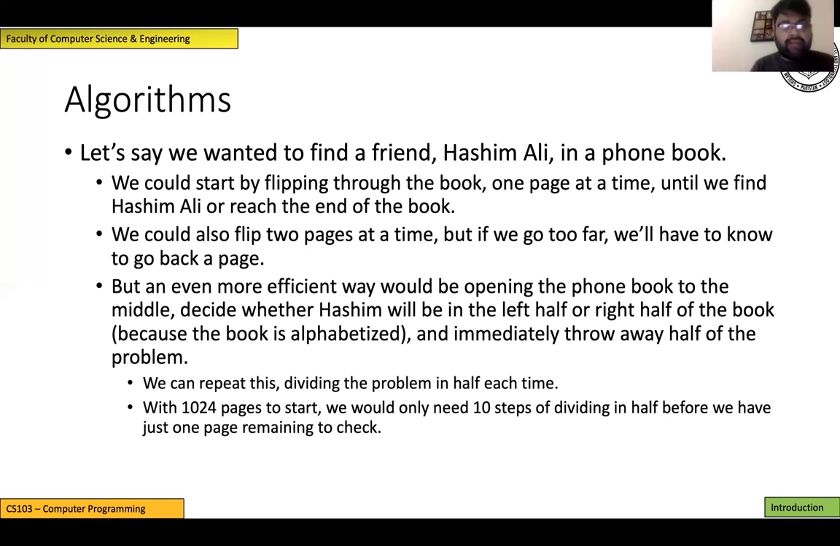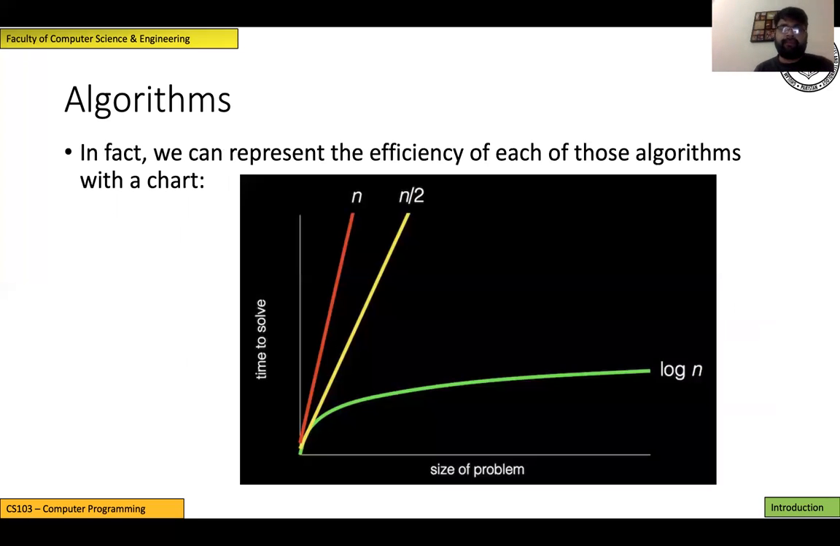So if you start with 1024 pages, for example, we'll only need 10 steps of dividing in half before we finally have just one page remaining where we can check for this person Hashim Ali, or verify that he does not exist in the book directly. This is an algorithm. And the efficiency of each of these algorithms can be represented by using different charts.